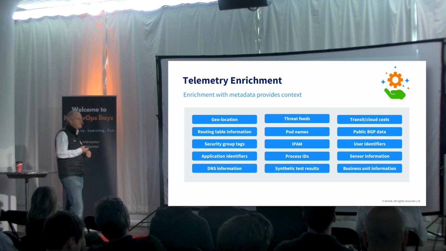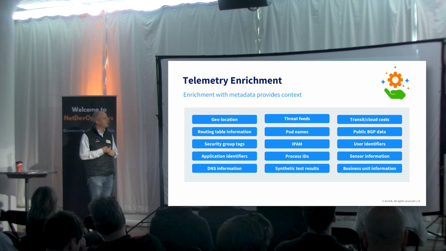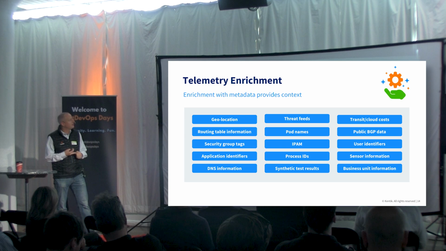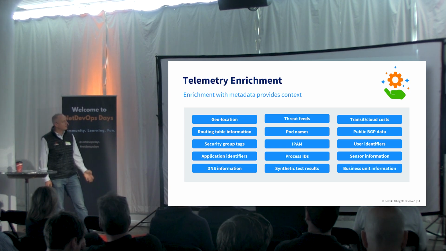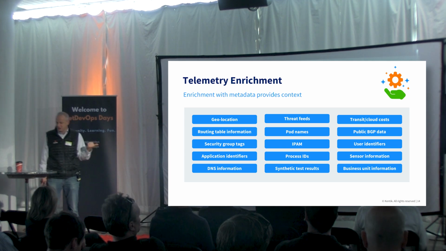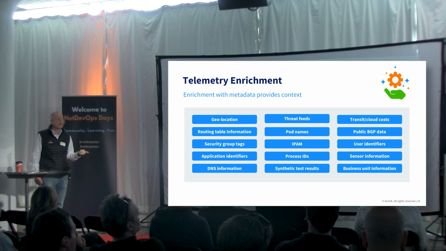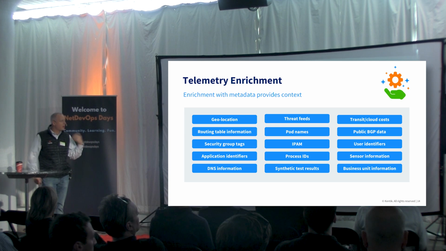So some of the things that we see our customers wanting to pull in and enrich their telemetry data with, I won't go through all of these, but these are just some of the more common ones. Pod names is really interesting, especially when you get into Kubernetes environments where you've got pods being spun up and spun down. Again, like I said, the IP addresses are ephemeral, so those don't really mean anything.